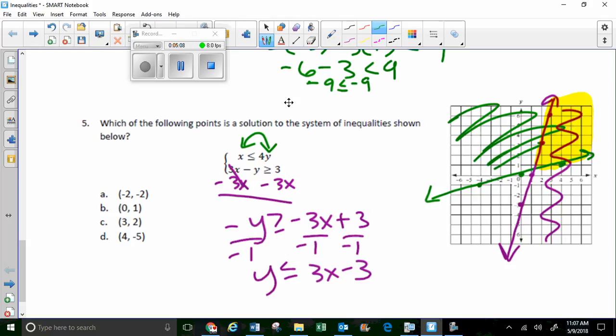So now I need to just see, well, which one of those points falls in that region. So -2, -2, that's not inside, so it's not going to be that one. Let's try 0, 1. Nope, only works for the green one. Has to work for both. 3, 2. Yep, that'll work right in the double shaded region. And just to be sure, let's try 4, -5, and totally outside the double shaded region. So there you go, it is C.